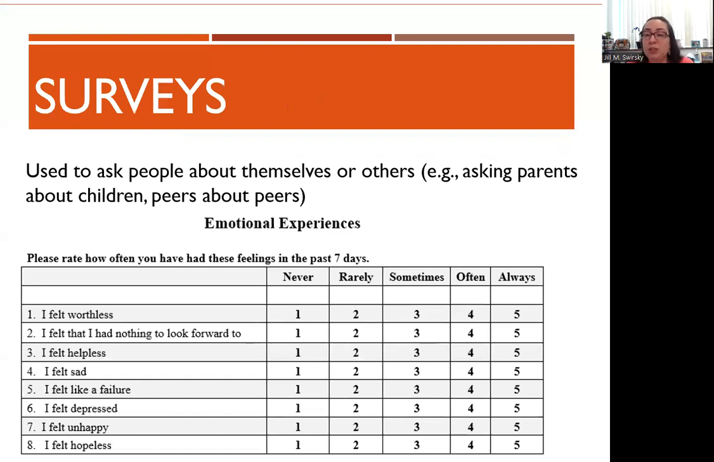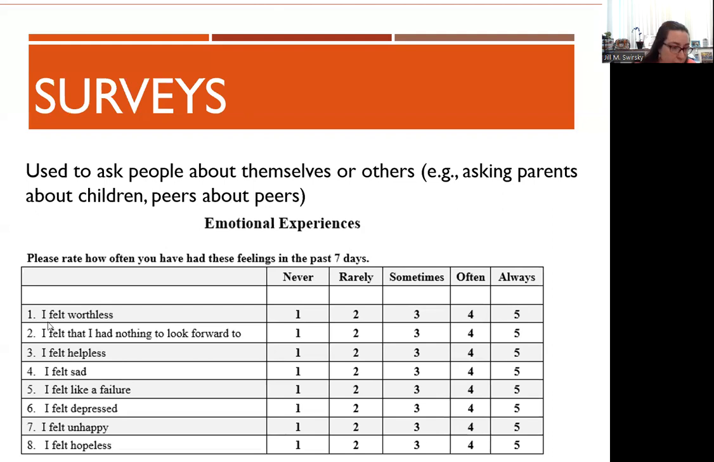Surveys are perhaps the most common tool used in research. You'll also hear them called questionnaires. It's the same idea. These are used to gather information about specific aspects of participants' backgrounds, attitudes, beliefs, or behaviors. What I have posted here is a sample measure of depression. So it's a series of questions. People will go through and rate each question on what's called a Likert scale, ranging from 1 to 5, never to always. That's a Likert scale.